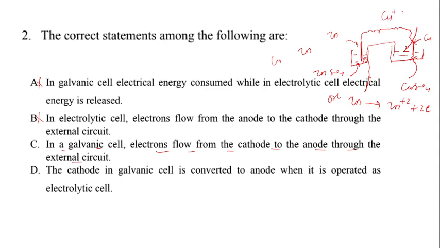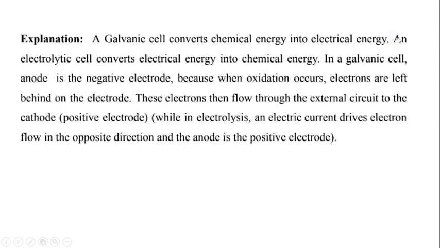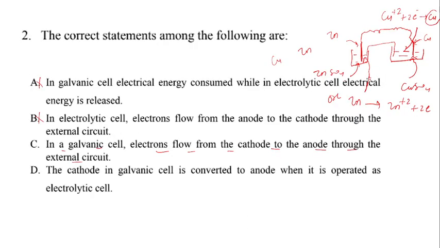From copper sulfate, the Cu2+ ion will gain 2 electrons and convert to copper metal. So what is happening here? Zinc is converting to Zn2+, whereas Cu2+ is converting to copper. This is reduction, and that is oxidation. It is called the cathode because reduction is happening, and this is the anode. So this is all about the galvanic cell.